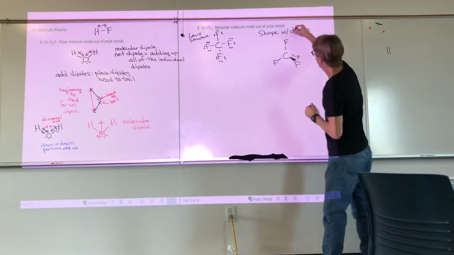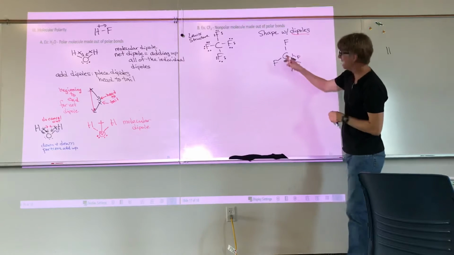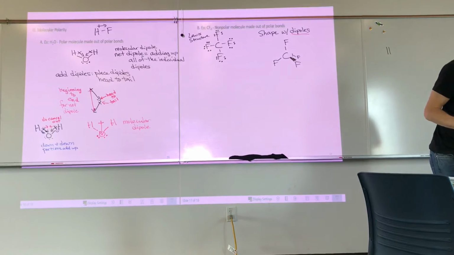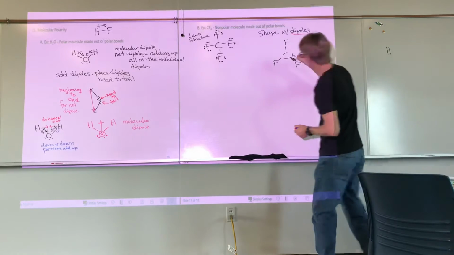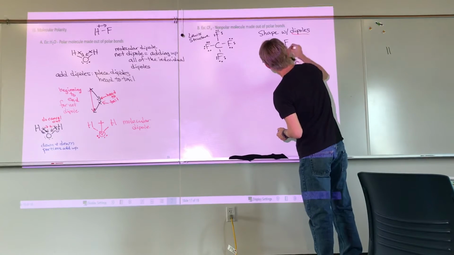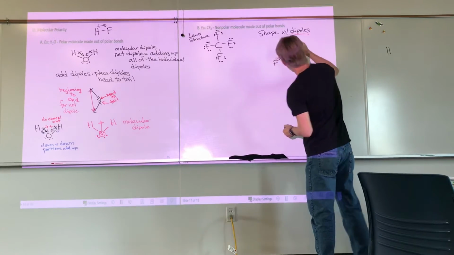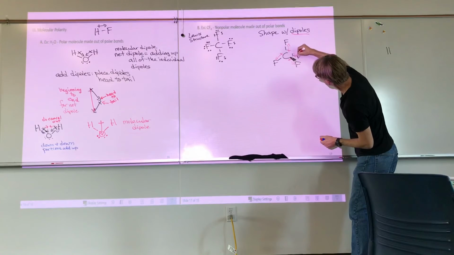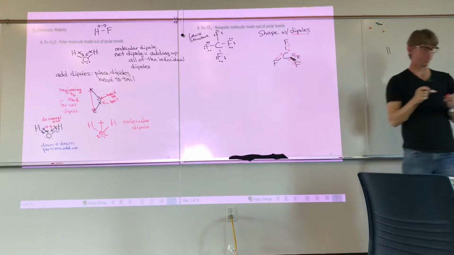All right, now red dipoles. I have two atoms, carbon and fluorine. Fluorine is more electronegative, so the dipole points towards it. Four dipoles.